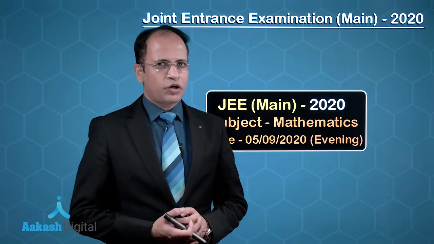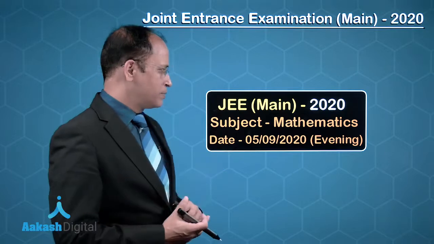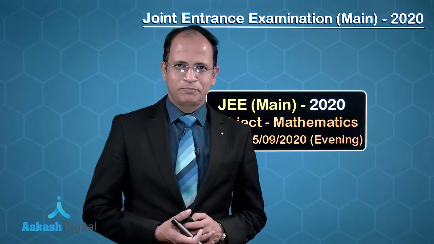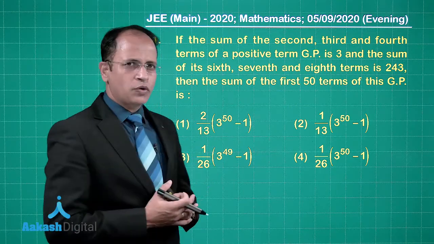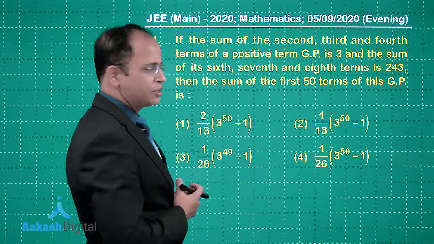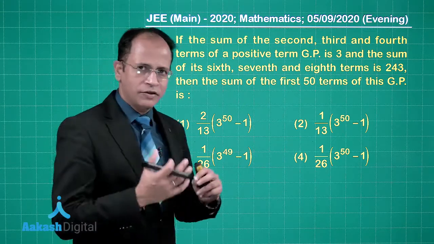Now friends, let's talk about the JEE Main solutions of 5th September evening shift. So let's start with this. Now, the first question is a problem based on geometric progression and a very simple one. Let's have a look at it.